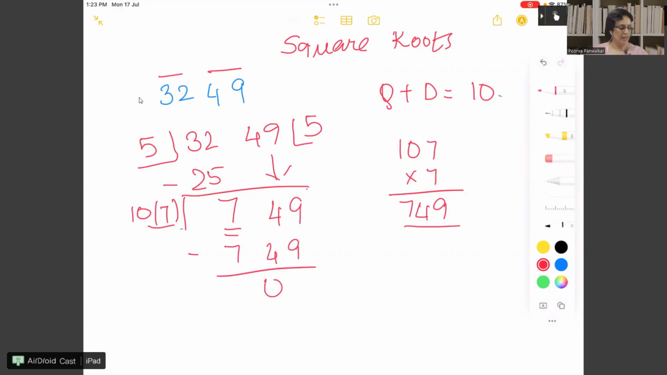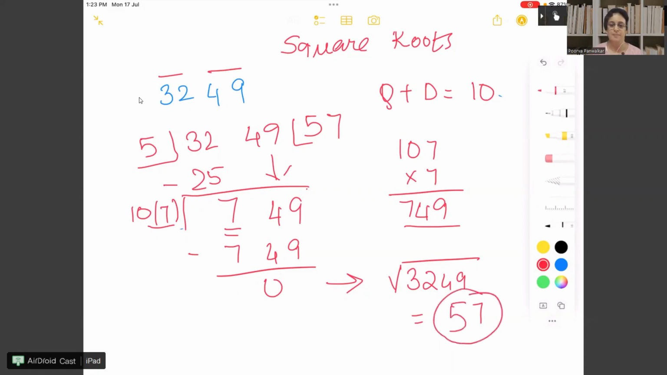So obviously now since my remainder is 0, my division is complete. And I get my square root of 3249 is 107. Sorry, here I have to write the suffix. It is not 107. It is 57. So this is my final answer here. Please bear in mind that I have to write the suffix that I multiply with here.